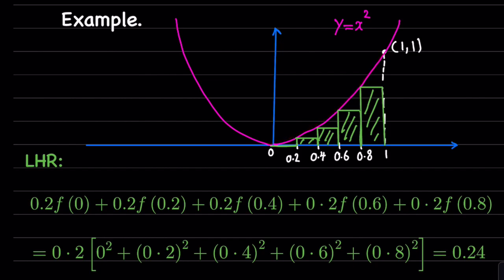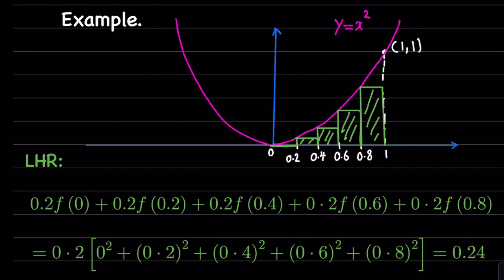And you notice that for the first rectangle that you have here, you want to use the value of the function on the left-hand side, which is 0. You have y equals x squared, so the value of the function is 0. So here you basically have a rectangle where this side is 0.2 and the height is 0. So f of 0 is going to be 0. So the first rectangle that you're using will have area 0.